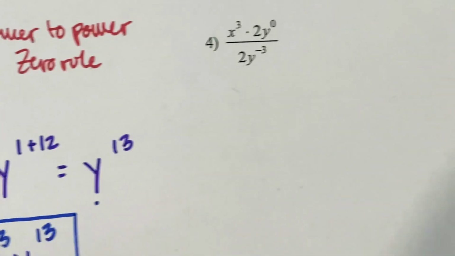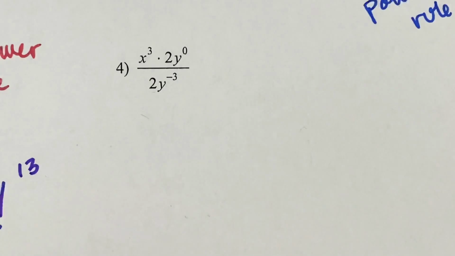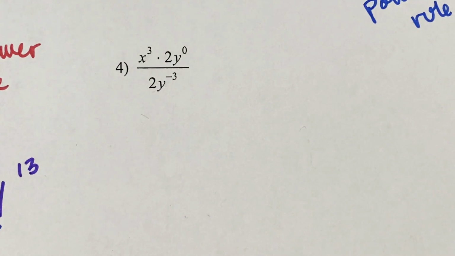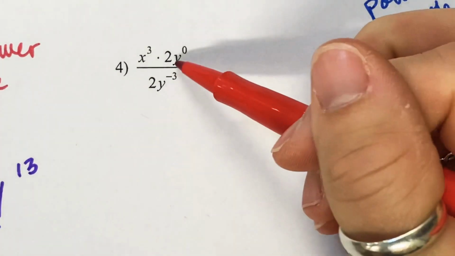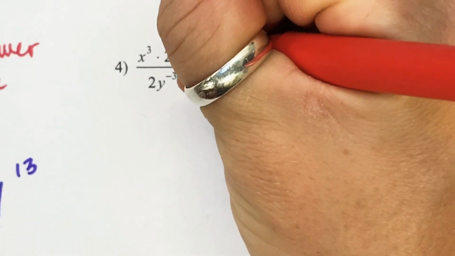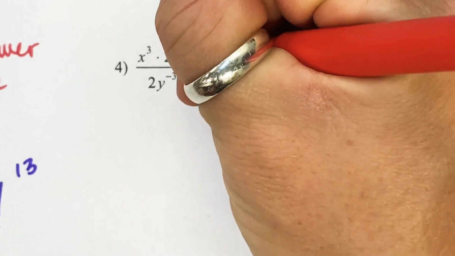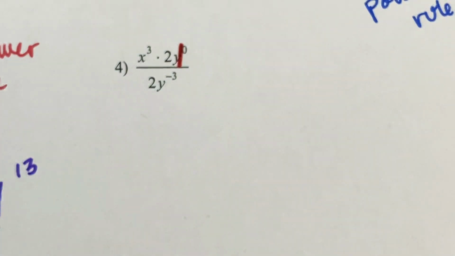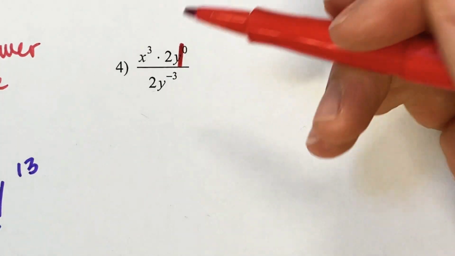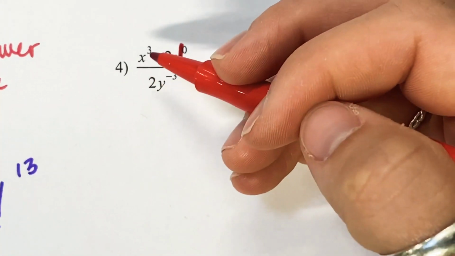Okay, let's look at number 4. Last example. The first thing that pops out to me, and maybe it's just because it's my favorite rule, because I think it's really easy, is I see this y to the 0 power. Anything to the 0 power is that 1, so that turns into just a 1. And anything multiplied by 1 doesn't change it, so we can just look at the x cubed and the 2.